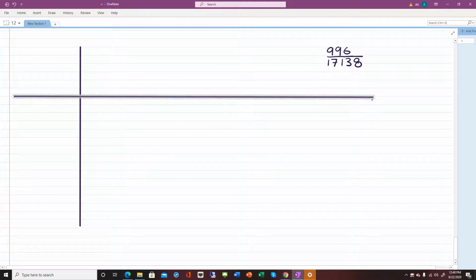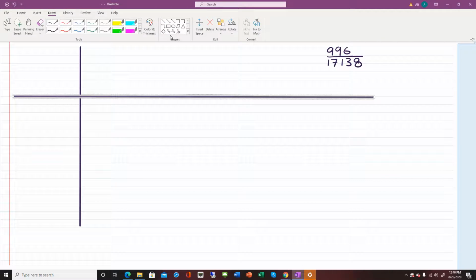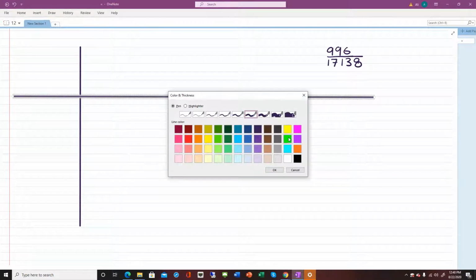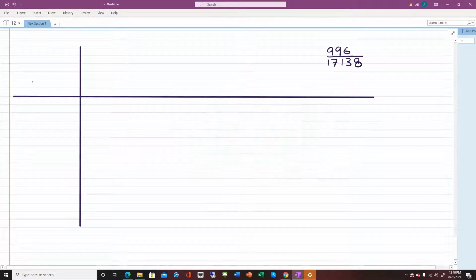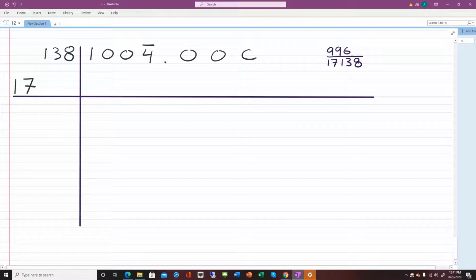All right. So I'm going to make a decision, and I'm going to put a 17 right here as my divisor digits, and my flag digits are going to be 138. We could use a Vinculum, but I'm just going to do this without one. And we have 996, so I'm going to put a Vinculum for that. I'm going to put 1004. Why? Because that represents 1,000 minus 4. And let's put some zeros here.